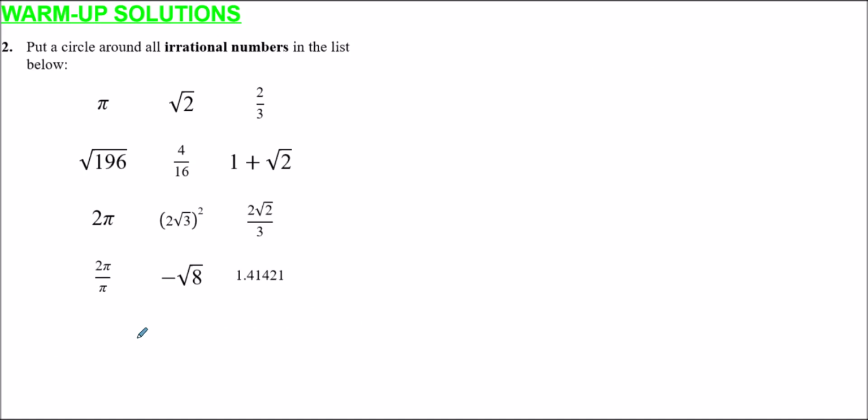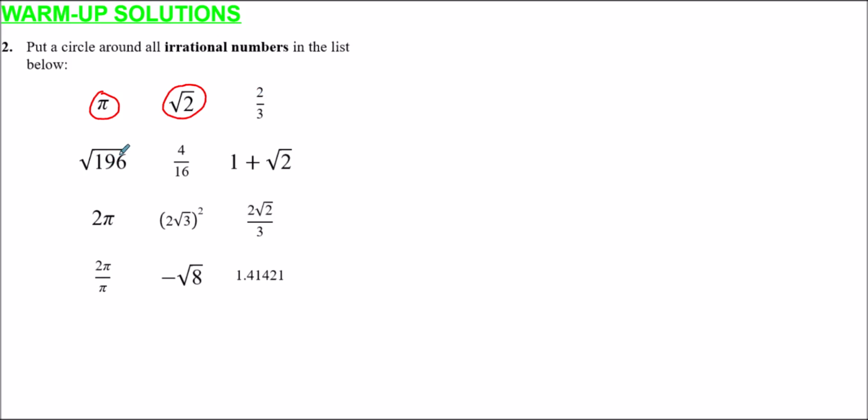Question 2, fairly simple as long as you're careful with these. Put a circle around all irrational numbers in the list below. So surely you'll know that this one's irrational. Pi is completely irrational. Probably the most famous irrational number is. Root 2 is also irrational, and we're going to be proving that it's irrational today. 2/3 is a fraction. Any fraction is a rational number.